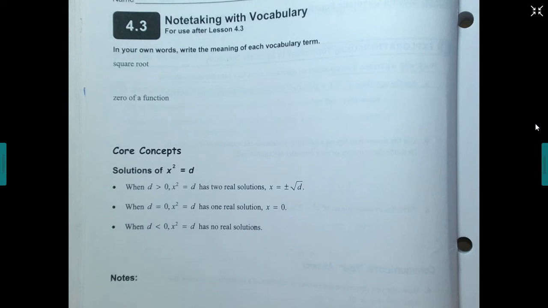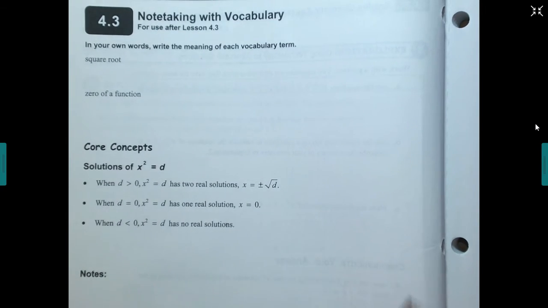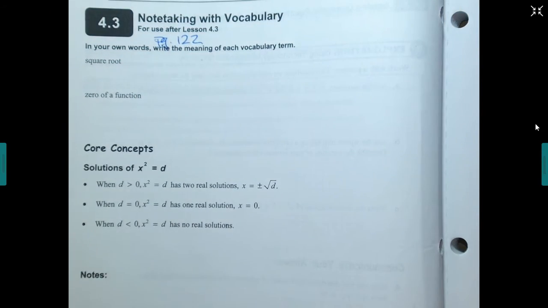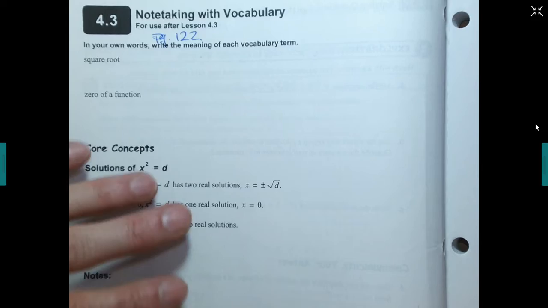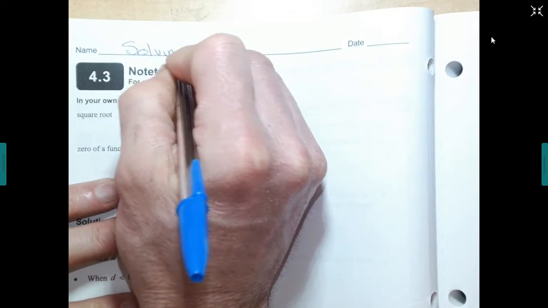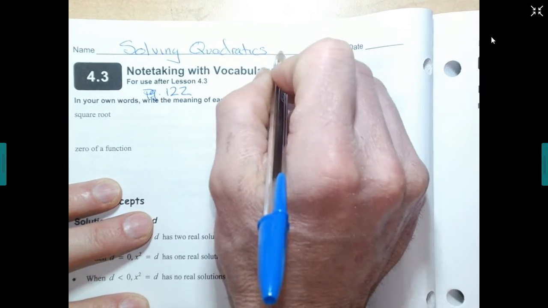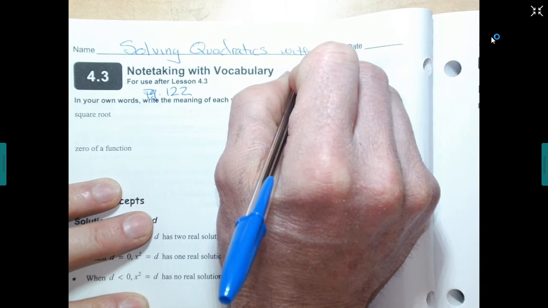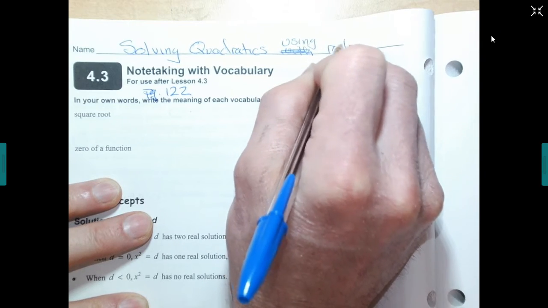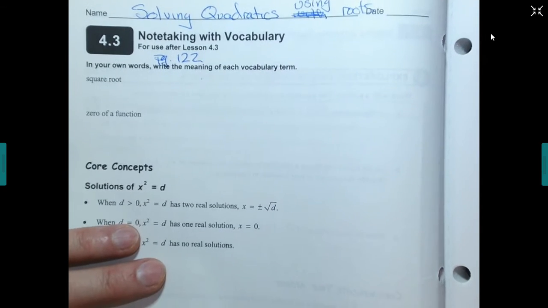We're working on 4.3 today. What we're going to do is take notes on page 122. So page 122, we're going to start to take notes. Today we are going to be solving quadratics using roots. So what do I mean?